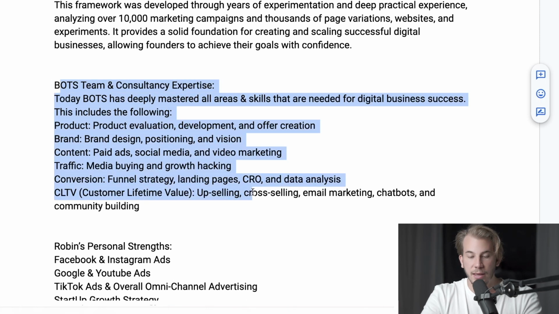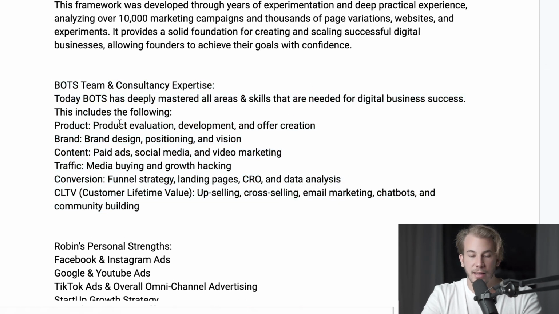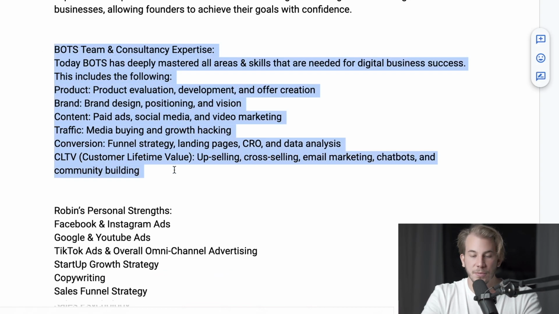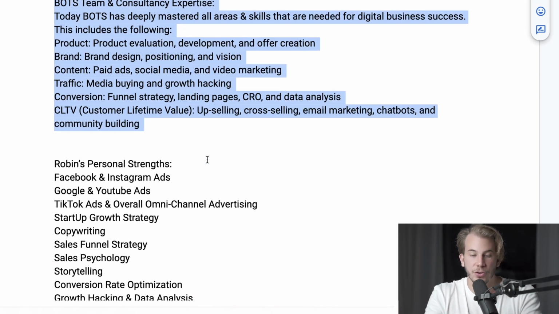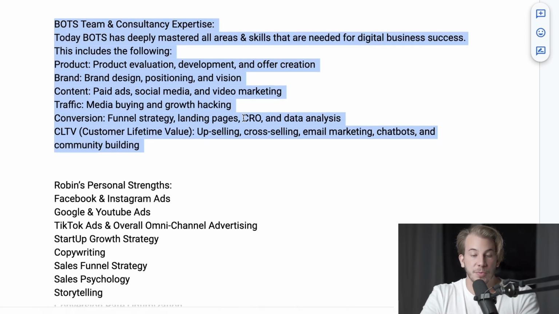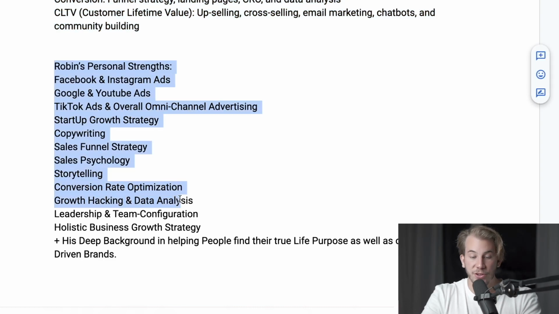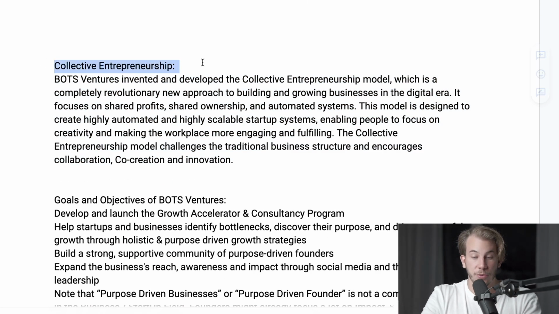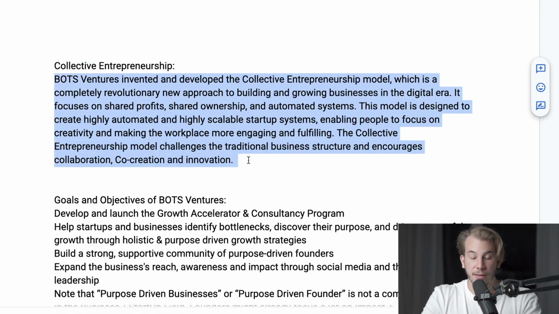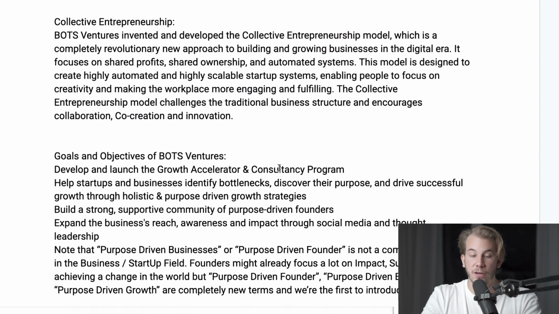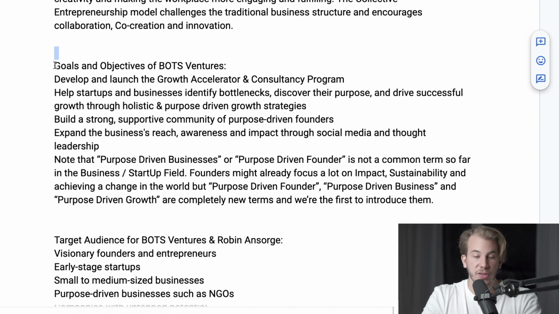Here, I give it all the skills and expertise of my business, so that it also knows what our resources and strengths are, and it tailors its responses accordingly to suit our specific business situation. My personal strengths, what is collective entrepreneurship? Again, another thing that is unique to our business, and it serves as background information.